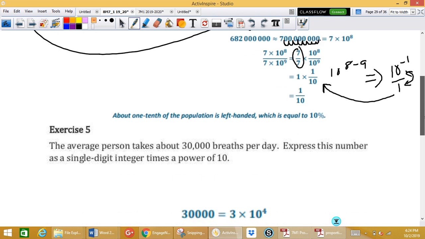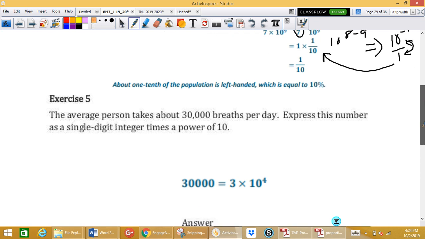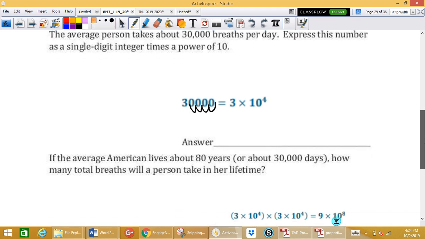The average person takes about 30,000 breaths per day. Express this number as a single-digit integer times the power of 10. So basically scientific notation, 1, 2, 3, 4. So I go in 4, so it's 3 times 10 to the 4th. If the average American lives about 80 years or about 30,000 days, how many total breaths will the person take in her lifetime?